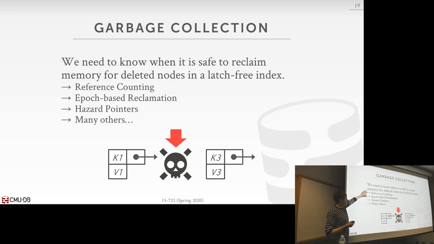So the two approaches we'll talk about are reference counting and epoch-based reclamation. There's a bunch of other techniques too, like hazard pointers. What's the other one? I forget what they're called. It doesn't matter, there are other things. These are the two that are the most prominent and most common in in-memory databases.